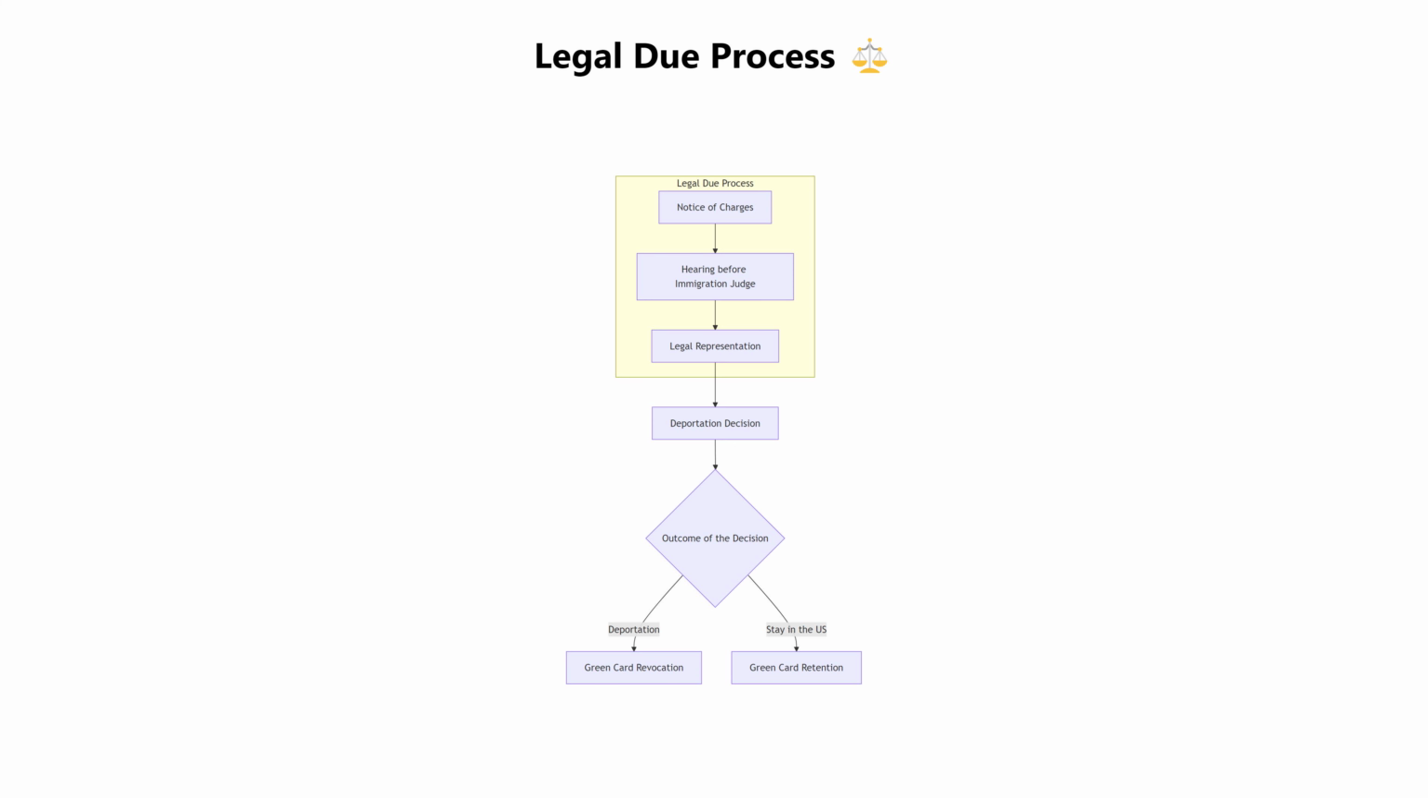This flowchart visually represents the legal due process for deportation. It begins with a formal notice of charges against the individual. The individual has the right to a hearing before an immigration judge, where they can present evidence and challenge the allegations. Legal representation by an immigration attorney is highly recommended throughout this process.